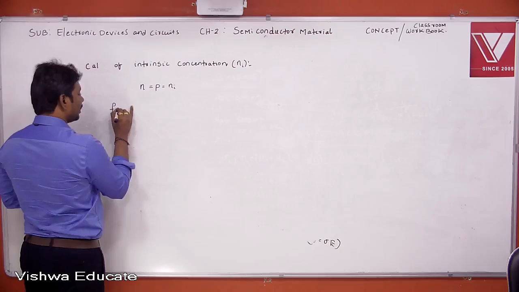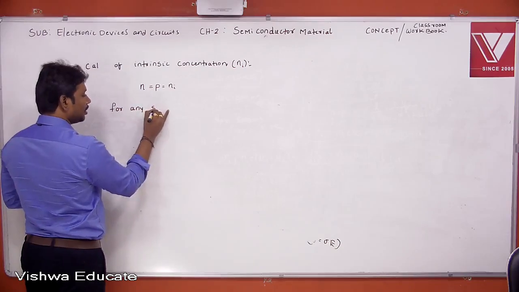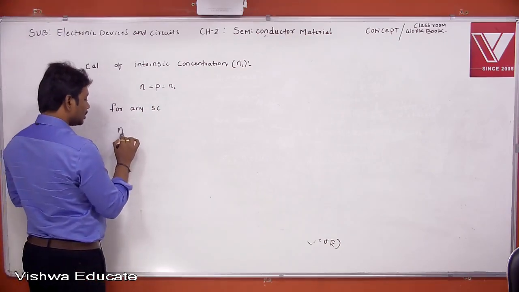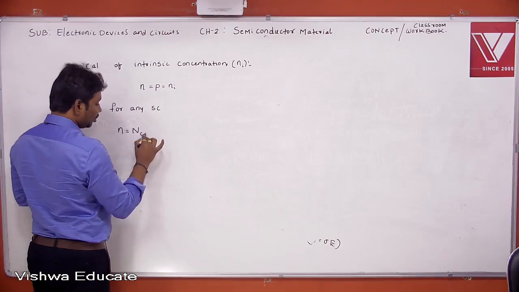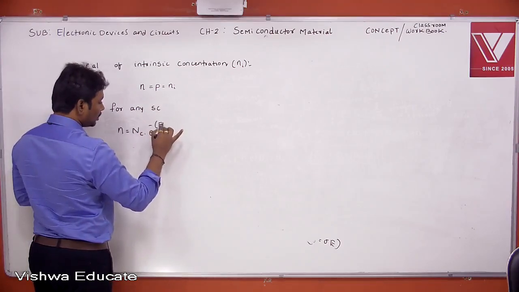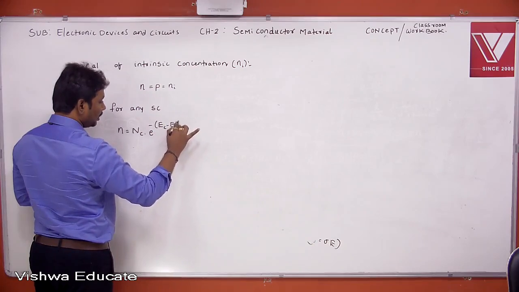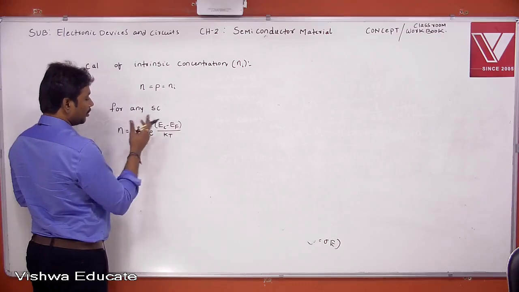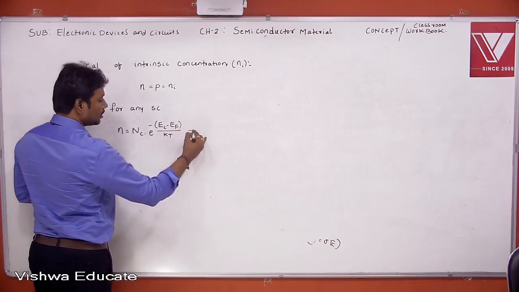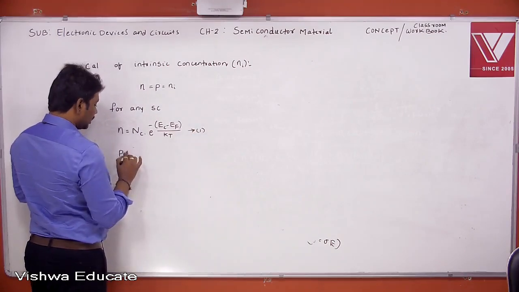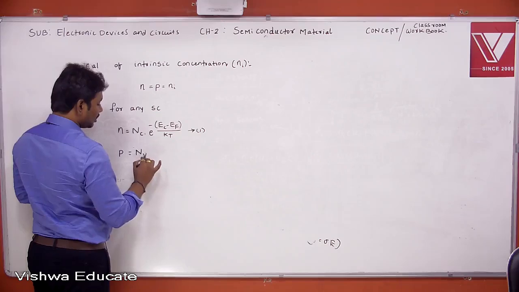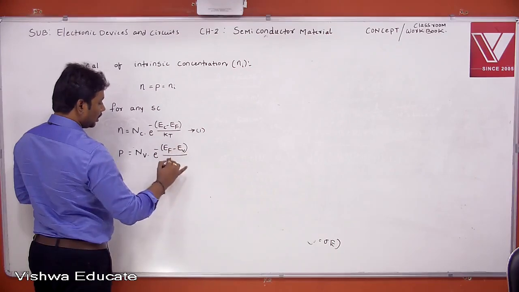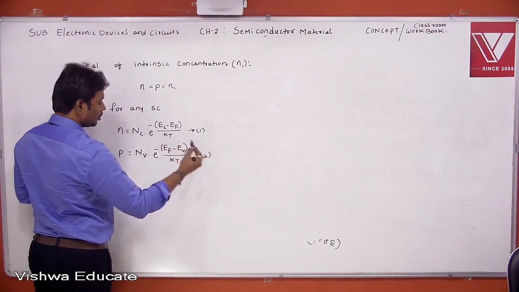First I can define for any semiconductor, which may be intrinsic or extrinsic, the electron concentration equation. n equals Nc into e power minus of (Ec minus Ef) by kT. This is the electron concentration in a semiconductor, equation 1. Next, equation 2, the hole concentration: p equals Nv into e power (Ef minus Ev) by kT. That is equation 2.